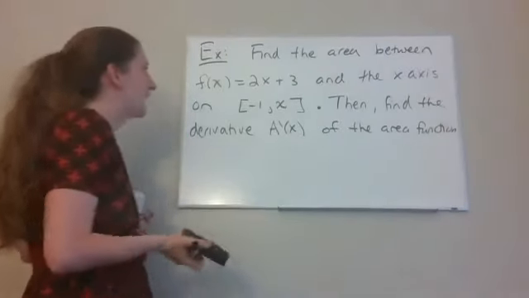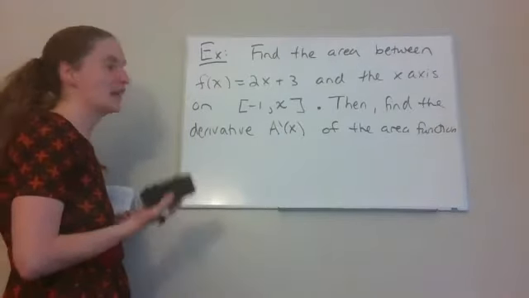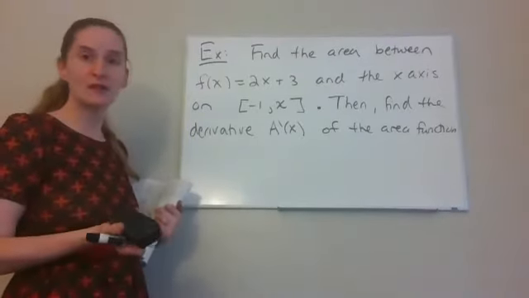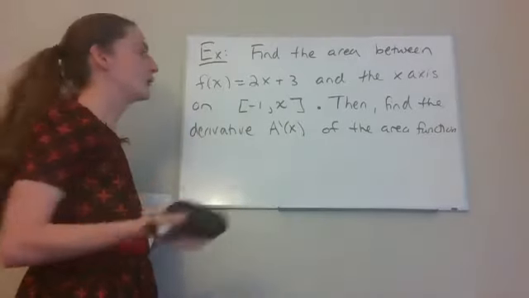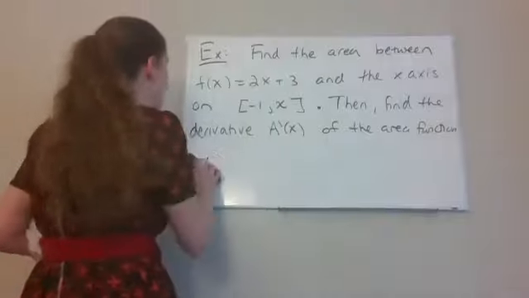So to find the area between that graph and the x-axis, I would suggest we first graph what this looks like. f of x equals 2x plus 3 is just a nice linear function, so we get a straight line.